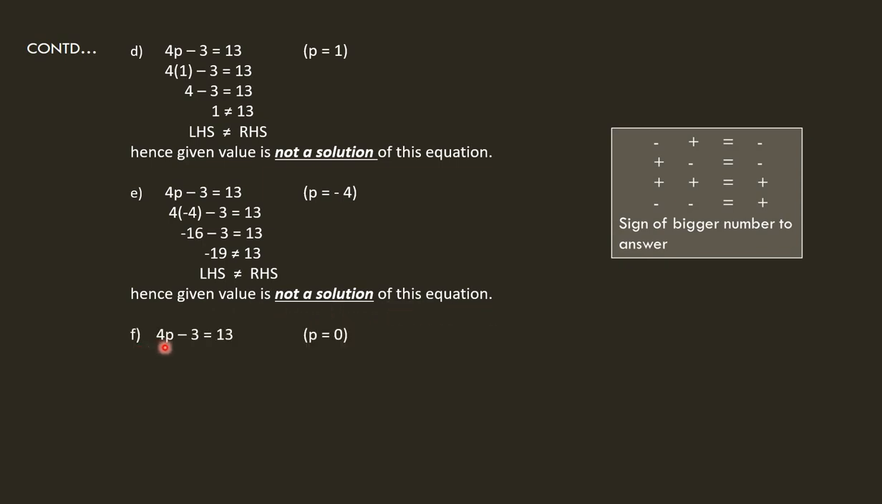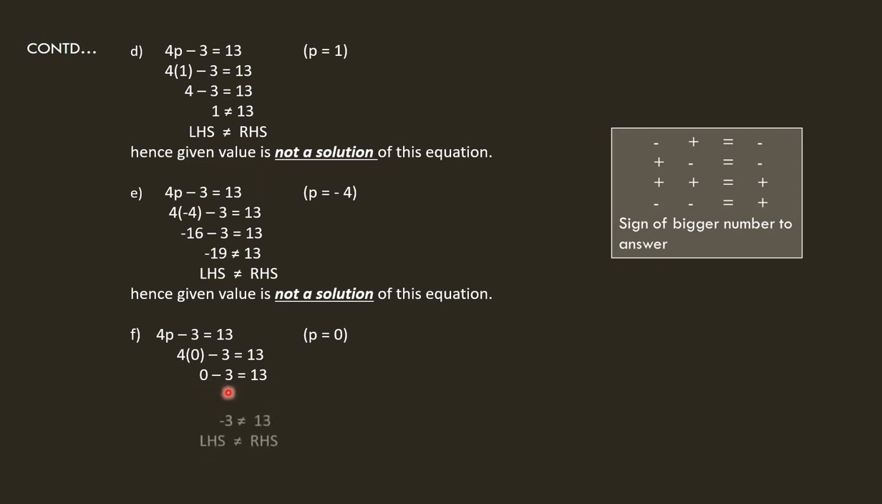Next equation, 4p minus 3 is equal to 13, where the value of p is 0. चलो अभी ये जो p की वैल्यू है 0 वो हम लोग प्लेस करते हैं ये इक्वेशन में. 4 into the bracket 0 minus 3 is equal to 13 is my equation now. जहाँ पे मैंने p की वैल्यू 0 डाली है. Any number multiplied by 0 is always 0. किसी भी नंबर को अगर आप 0 से मल्टीप्लाई करते हैं तो उसका आंसर आता है 0. That's why 4 into 0 is 0. Minus 3 is equal to 13.